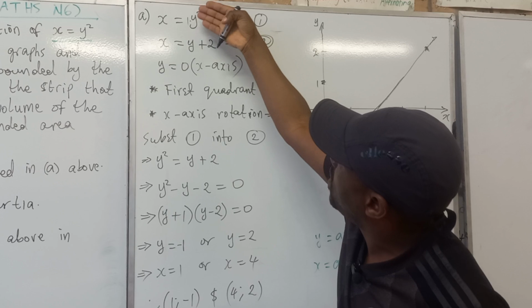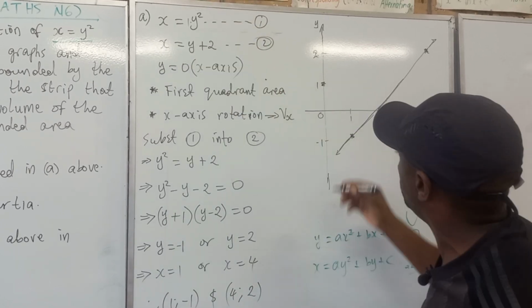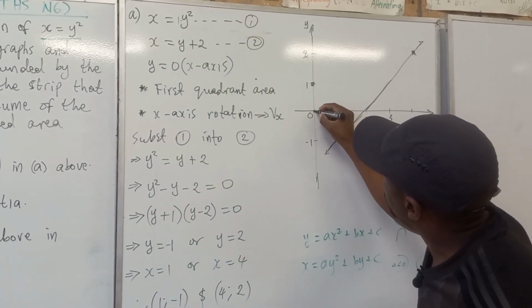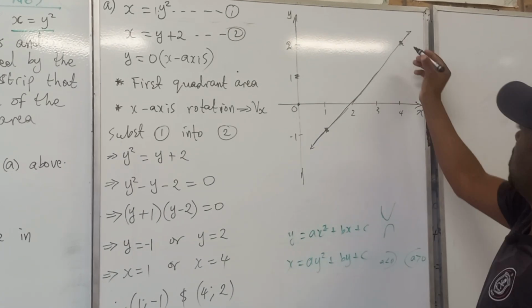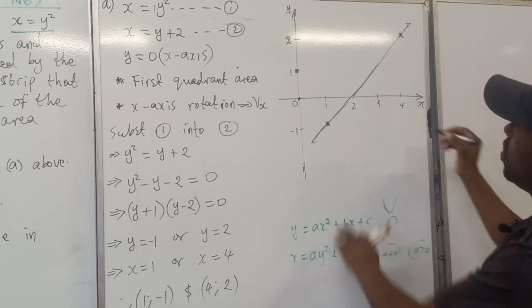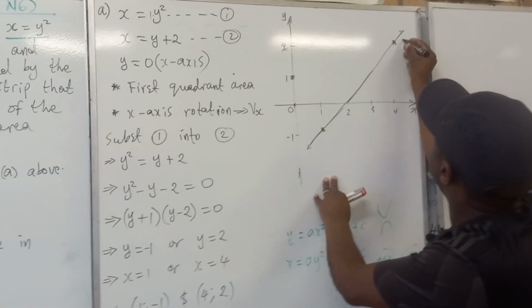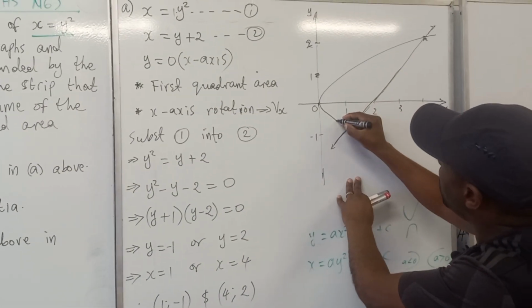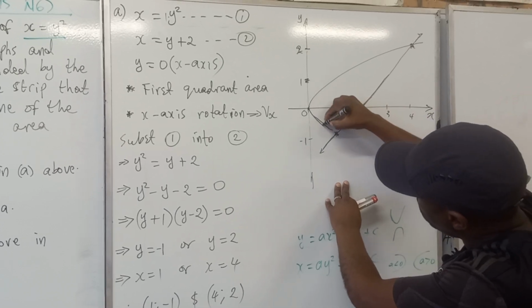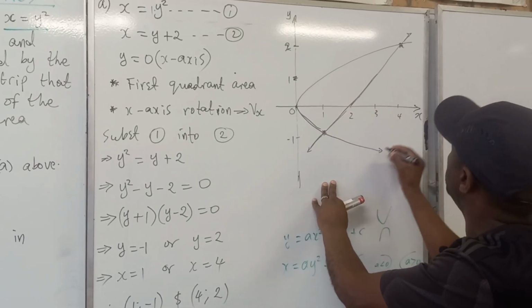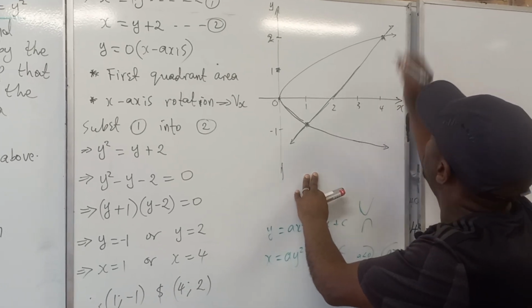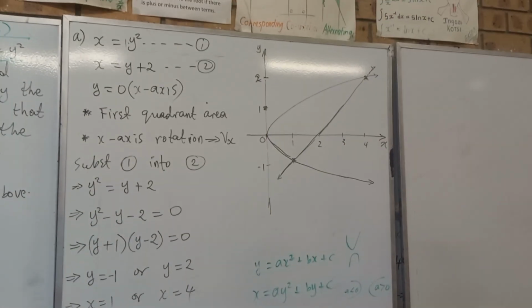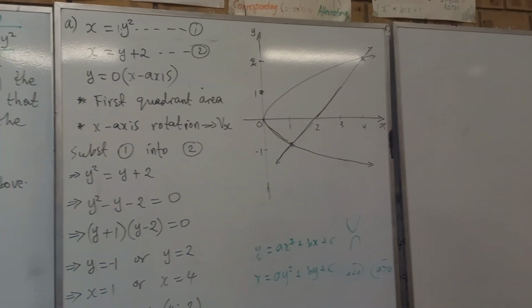I just go there and say let y be 0. You see that x will also be 0. It's reminding you that the parabola passes through the origin. So that is the shape, and I get it right there. So this is my parabola going like that. So I've sketched my graphs.